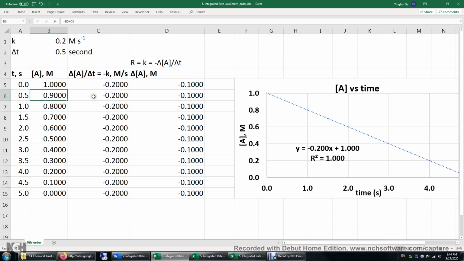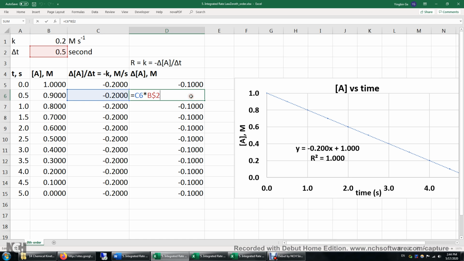And then we need to know how fast A is consumed during the second 0.5 period. All right, it's this number. This is the reaction rate and also the reaction rate constant. All right, they happen to be the same for the zeroth order reaction. Also, we need to put a negative sign here because, again, this A decreases.